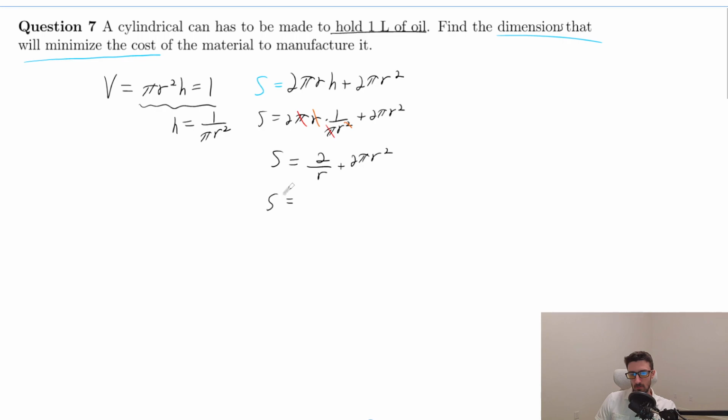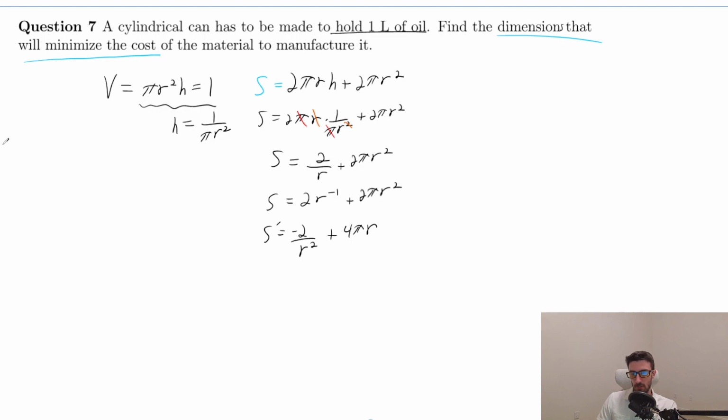To take its derivative, I should probably set it up as 2r to the negative 1 plus 2 pi r squared. Now I'll take its derivative: s prime equals negative 2r to the negative 2, which is the same thing as putting r squared downstairs, plus 4 pi r.